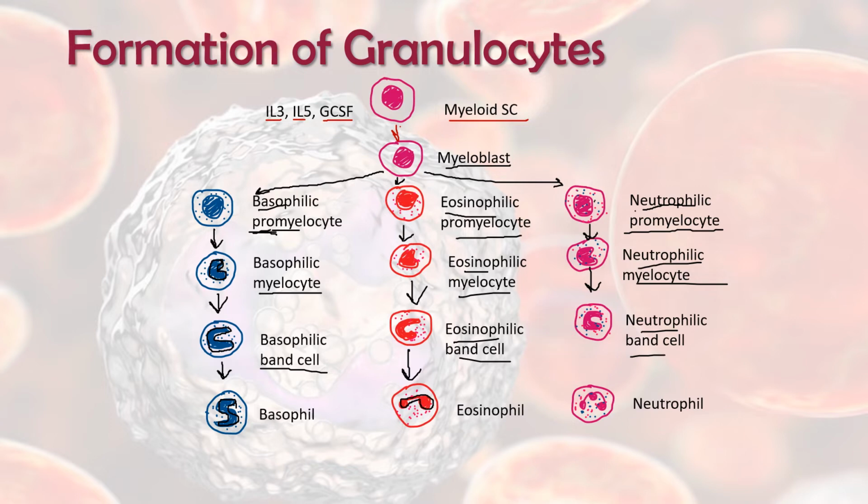And the neutrophilic band cell has a pink color, as I just told you, and a multi-lobed nucleus. Okay, it's multi-lobed. So this is the formation of granulocytes. It also comes under the process of leukopoiesis.